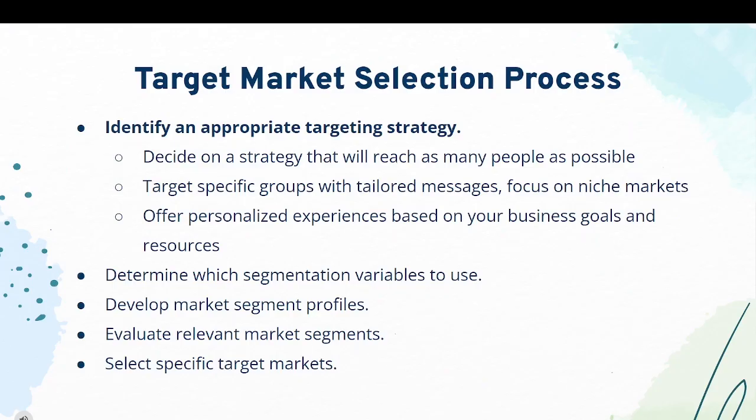There are 5 key steps to the target market selection process. The first being to identify an appropriate targeting strategy. With this, you must decide on a strategy that will reach as many people as possible, then target those specific groups with tailored messages and focus on niche markets, including offering personalized experiences based on your business goals and resources.